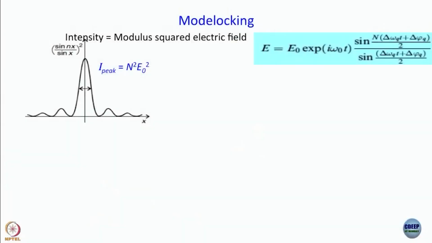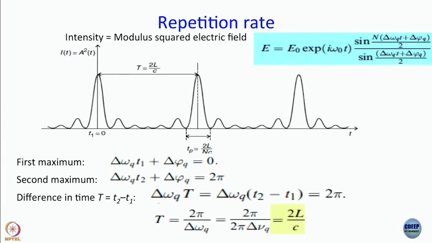And we said that this is the shape of the intensity of each pulse. If you zoom into it, you have one major pulse and you have very short side bands, and the widths are very, very small here. We also talked about repetition rate. Repetition rate turns out to be 2 by c, which is essentially the round trip time within the cavity of length L.